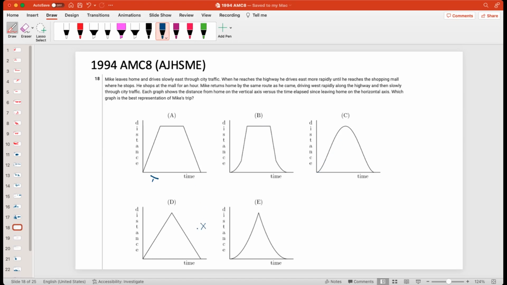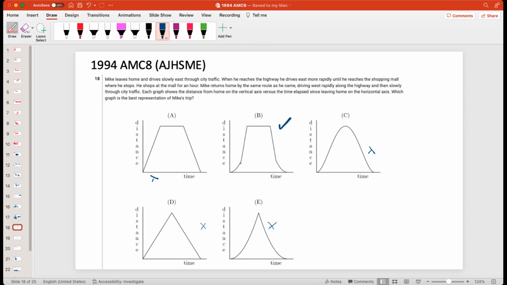This also could be a possibility, but this one goes up slightly and then goes up. This is not possible, right? Goes up straight. This is again as of now possible. But what he does is he stops at the mall for an hour. So the top of the graph should be flat. So this is gone, this is also gone, and this is also gone because he is stopping there for some time. It's not a rounded curve, right? Then this is already gone. So the only possibility is B.